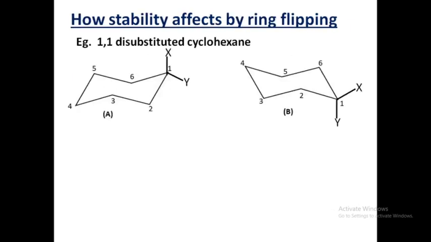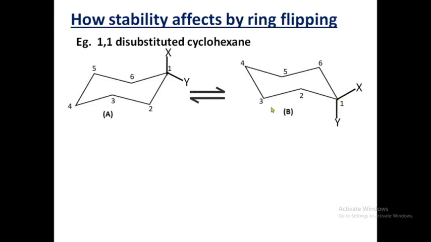So let's see that. Suppose we have this particular example, 1,1 disubstituted cyclohexane. This is the A chair form, so it has X and Y substituents at carbon number 1, that's what a 1,1 disubstituted cyclohexane is. And let's convert this A into B. So just flipping is there. Carbon number 1 will go down and carbon number 4 will go up. So we'll have this particular structure.